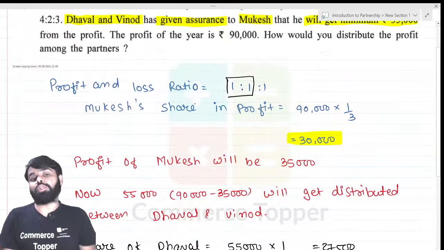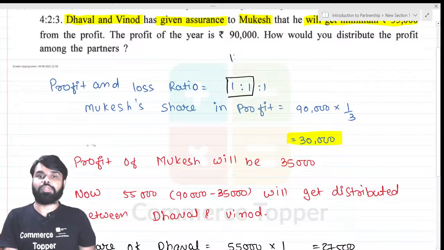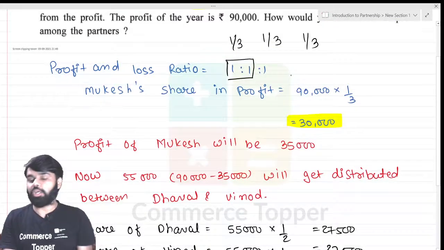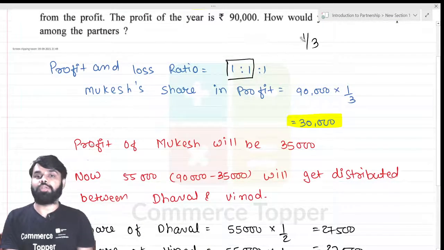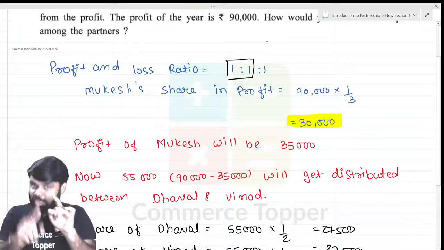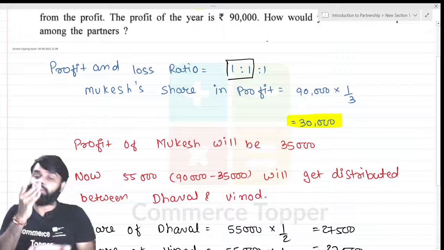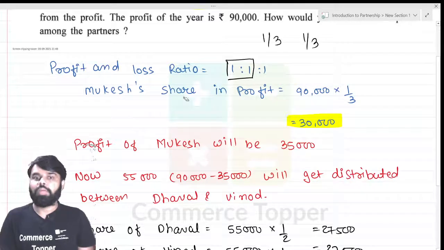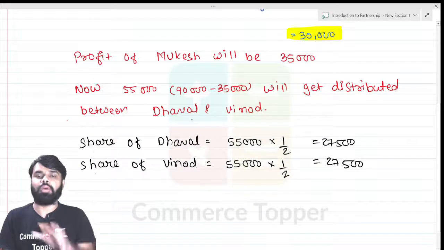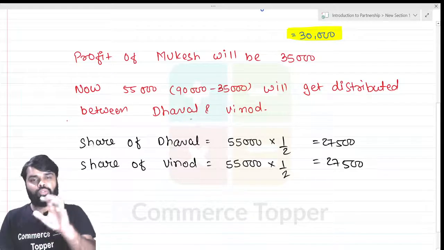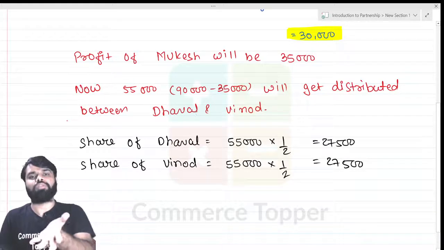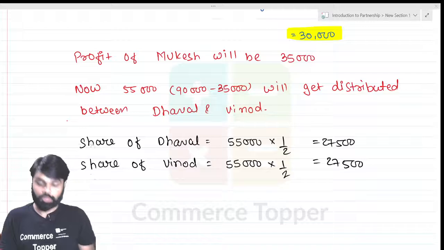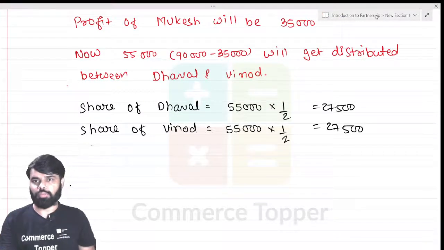They are considering the old ratio of Dhaval and Mukesh, where Dhaval's share was 1/3, Mukesh's share was 1/3 and Vinod's share was 1/3. But you should not consider the old ratio while you are distributing 55,000. There will be confusion in your mind. Sir, why we took 1/2 and 1/2 and why we didn't take 1/3, as the ratio is 1:1:1? But here we are distributing this 55,000 among Dhaval and Vinod only. Okay, so they both will share half. So 27,500 will be in the hands of Dhaval and 27,500 will be in the hand of Vinod. So that is going to be the question.